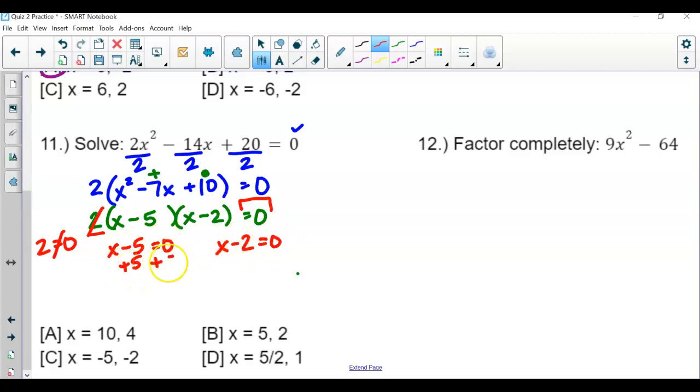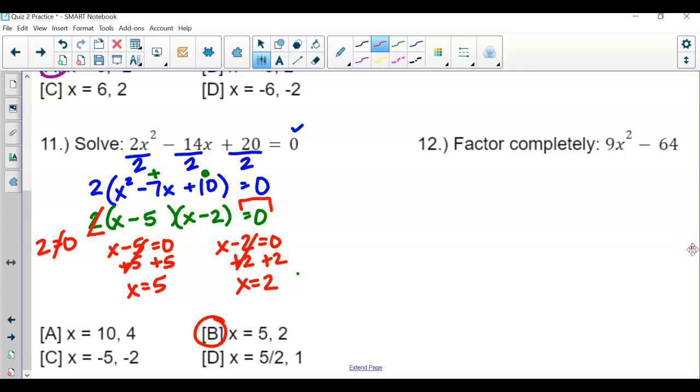So here when I add 5, now I have x is equal to positive 5. When I add 2 to both sides, I have x is equal to positive 2. So that's why the answer here is B. We didn't do bottoms up. I don't need to divide. It's just we used our GCF here. So then we can solve and equal to 0.